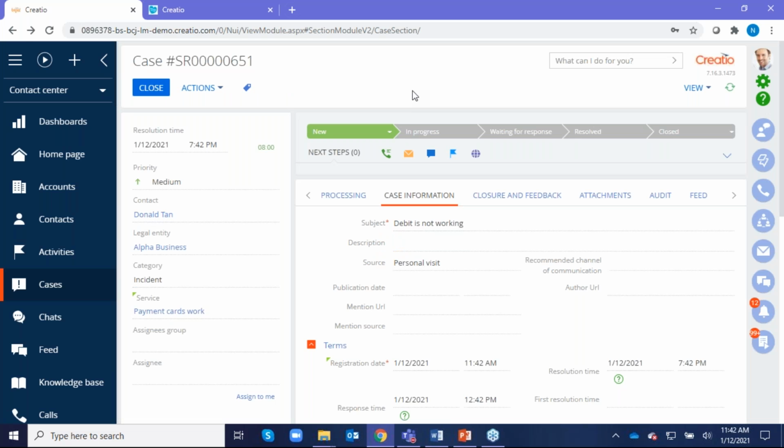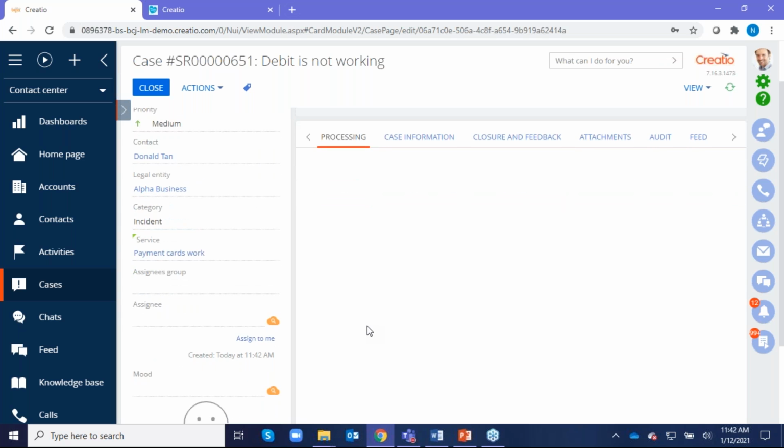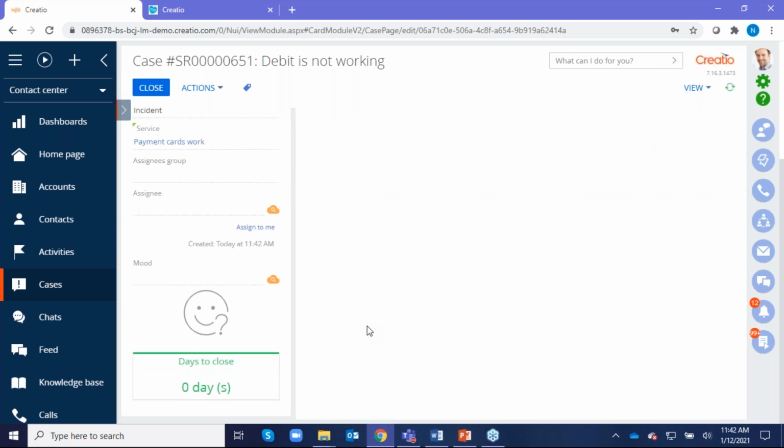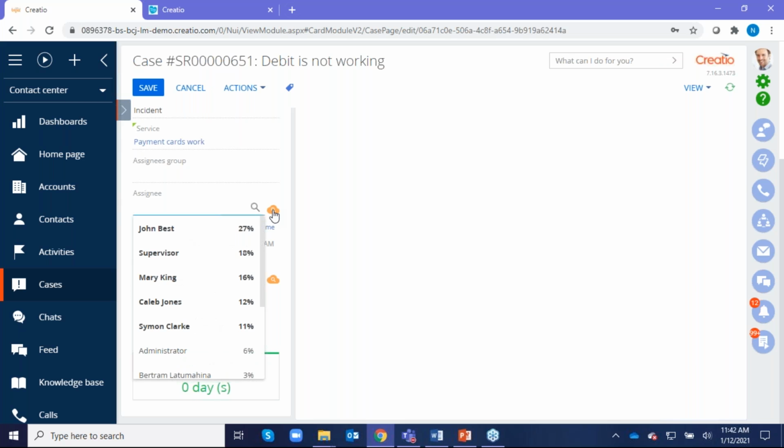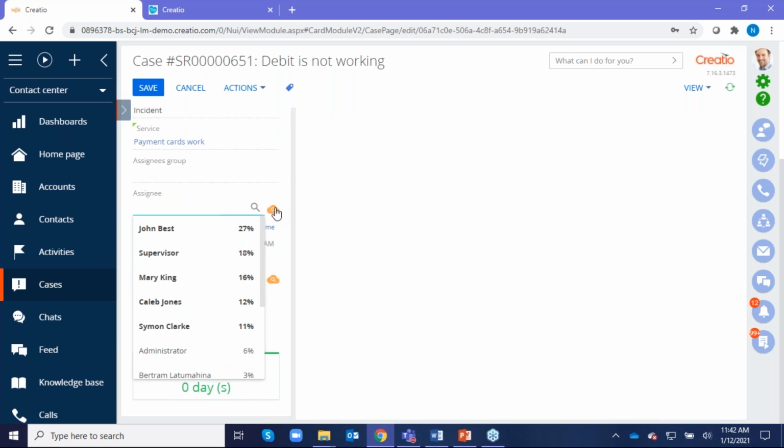So while this case is being registered, you will see a couple of things that are happening right now. For example, number one, there is already a machine learning algorithm that is kicking off. When this case comes in, based upon the service, which is payment cards not working, and the profile of the customer, we are predicting who is the best agent to be working on it.